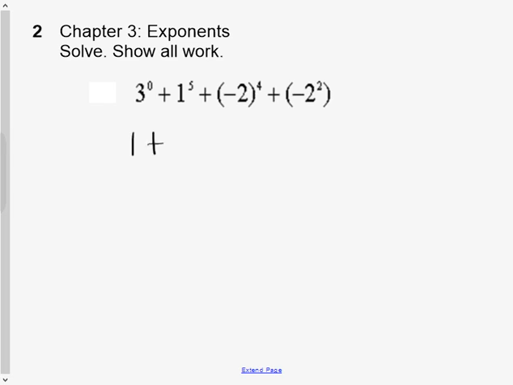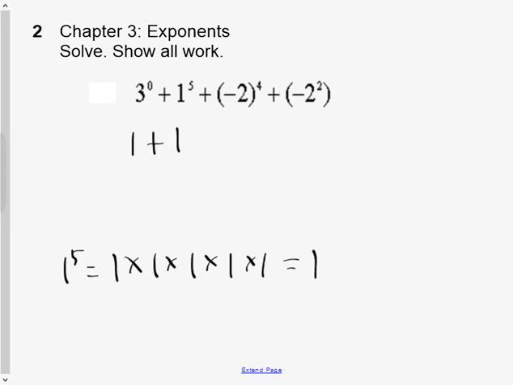And I'm going to add that to 1 to the exponent of 5. Now remember, what an exponent means is you take the base and you multiply it by itself the number of times that the exponent is. So in the case of 1 to the exponent of 5, that's going to mean 1 multiplied by itself 5 times. 1 times 1 times 1 times 1. No matter how many times you multiply 1 by itself, it will always equal 1. So 1 to the exponent of 5 is standard form 1.